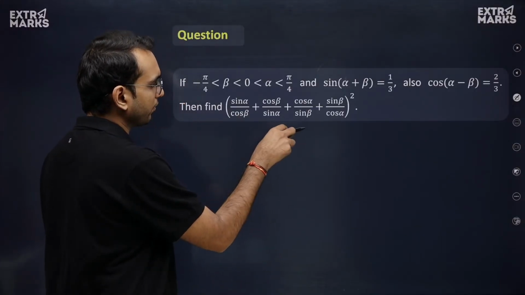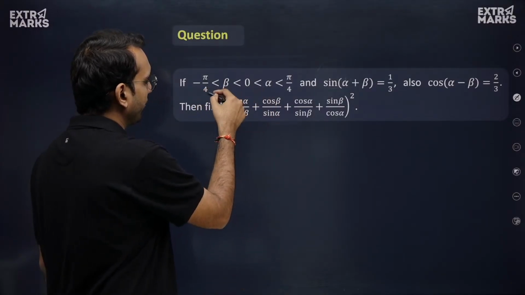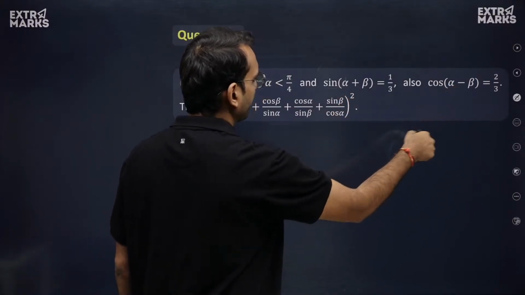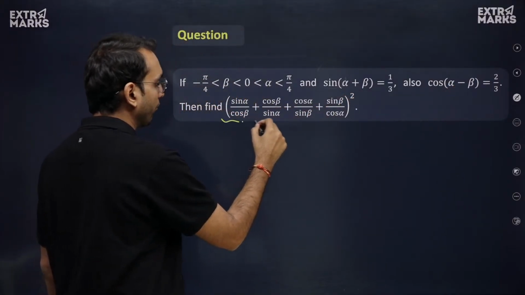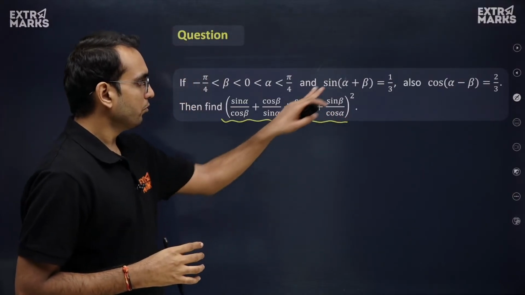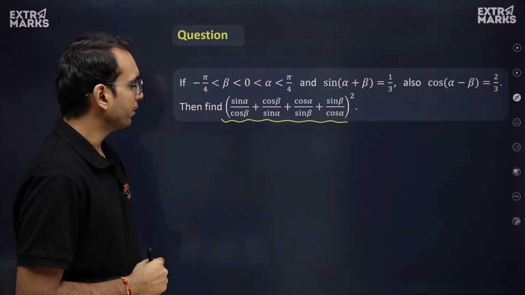Okay, this is looking something like a trigonometry thing. So alpha and beta lie between minus pi by 4 and pi by 4, sin of alpha plus beta is given, cos of alpha minus beta is given. We have to find the value of this. Okay, so we have to use this to find the value of this. How can we do that?